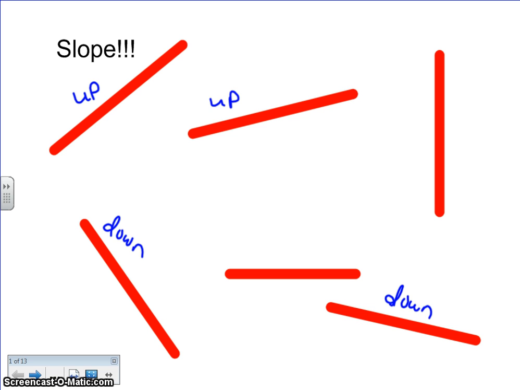And then some of them don't really go up or down. This one right here is perfectly flat. And we could call that horizontal, just like the horizon. And this one right here is going straight up and down, and we could call that vertical.